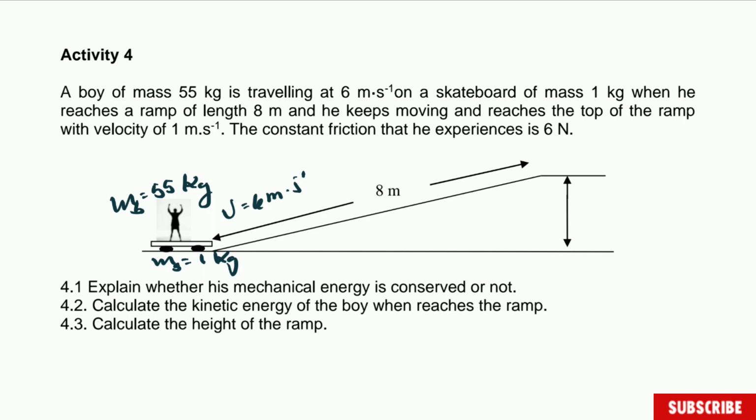When he reaches a ramp of 8 meters, this is the ramp which is 8 meters in length, he keeps moving and reaches the top of the ramp with a velocity of 1 meter per second. The constant friction that he experiences is 6 Newton. So the frictional force throughout the whole motion is equal to 6 Newton, guys. Explain whether his mechanical energy is conserved or not.